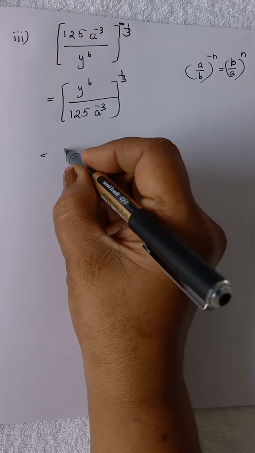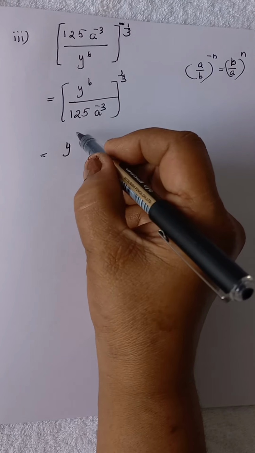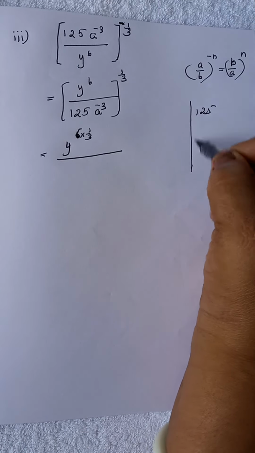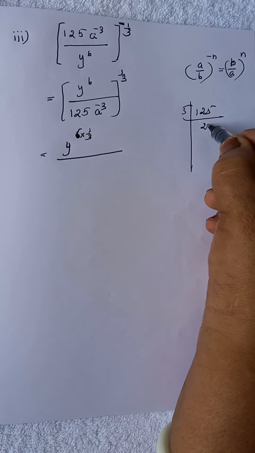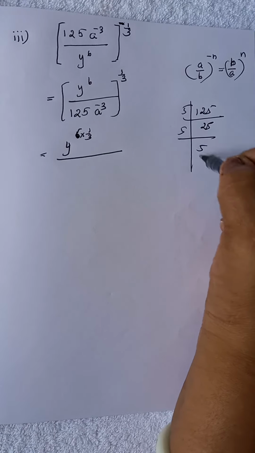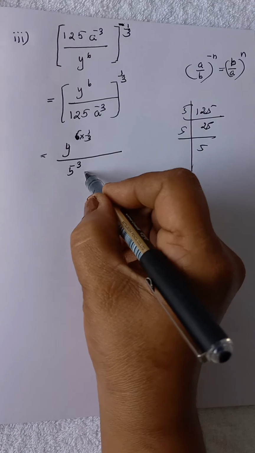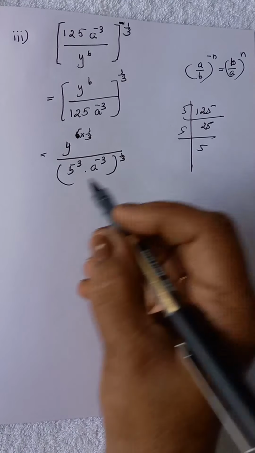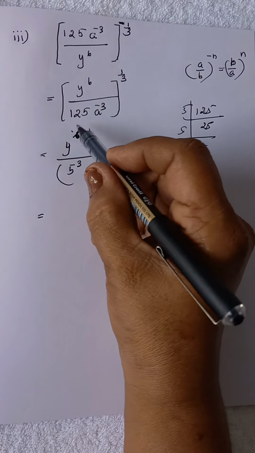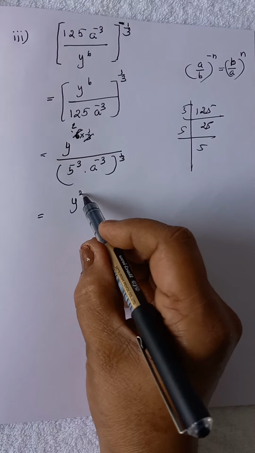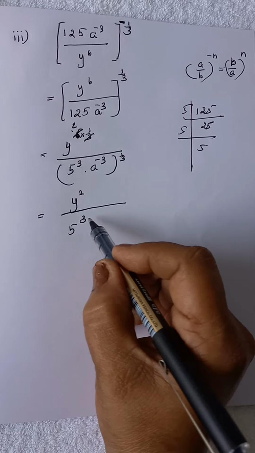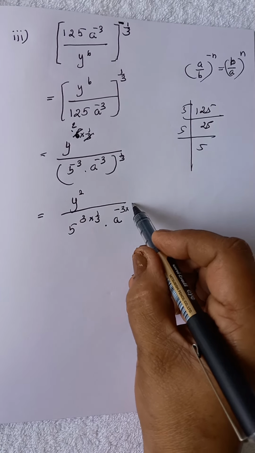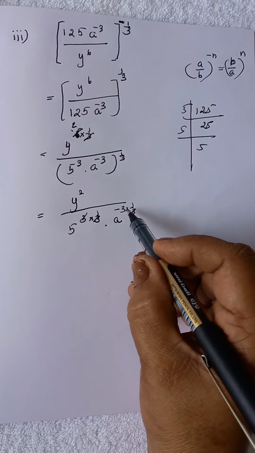Now this is equal to y raised to 6 into 1 by 3 divided by this, 125 can be factorized as 5, then 25, then 5, 5. So this is (5 raised to 3 into a raised to minus 3) whole raised to 1 by 3. Now this 3 and 6 can be cancelled 2 times. So y raised to 2 divided by 5 raised to 3 into 1 by 3 into a raised to minus 3 into 1 by 3. Here 3 and 3 cancels, here also 3 and 3 cancels.